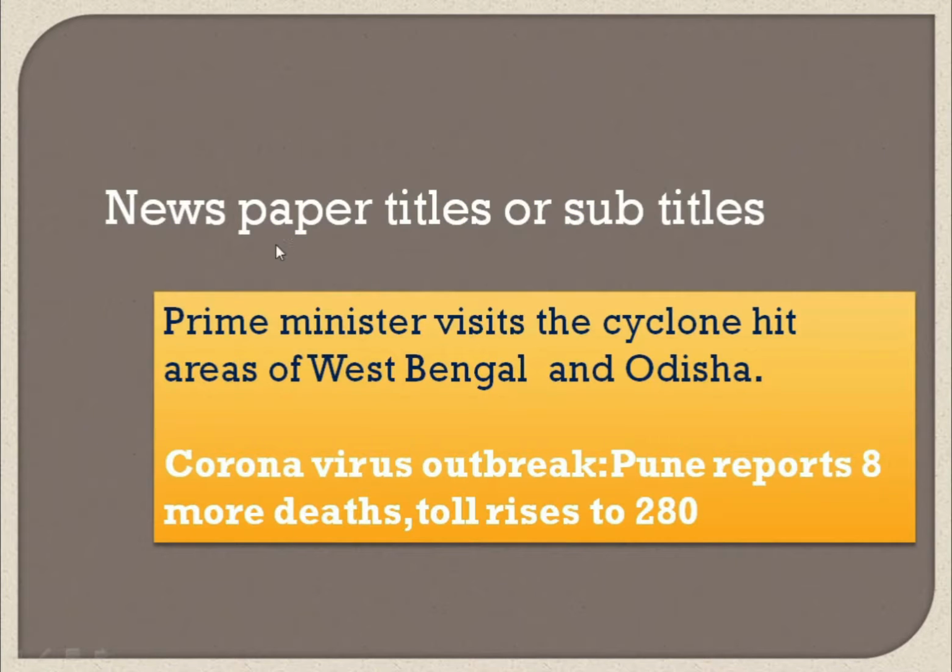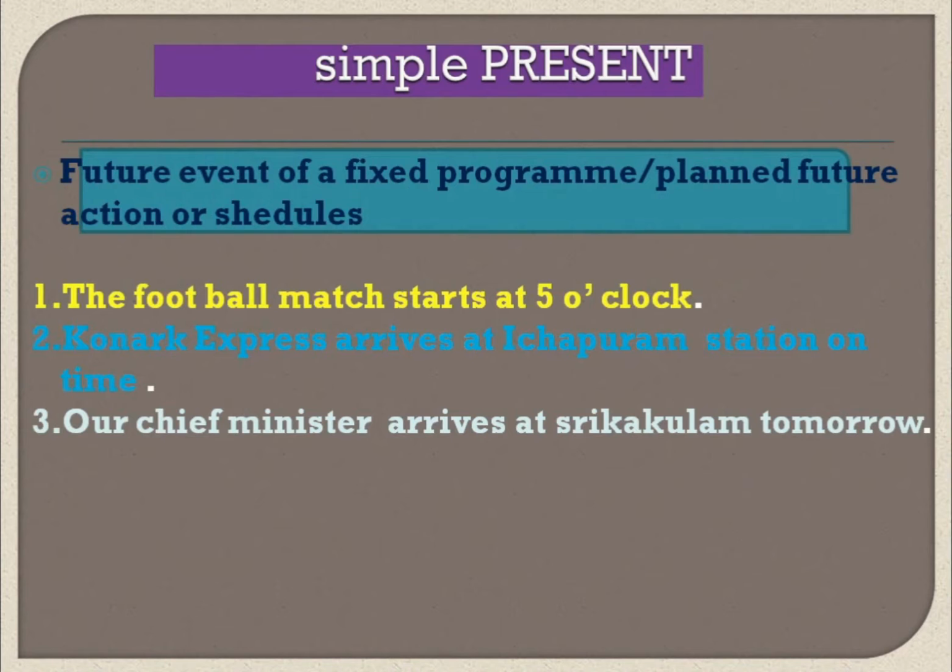Editors or newspaper writers, they use what? The titles and subtitles in simple present. Look at the example. Here are some of the titles of the newspaper. Prime Minister visits the cyclone hit areas of West Bengal and Odisha. So this is a newspaper title. Similarly, coronavirus outbreak: Pune reports 8 more deaths. Toll rises to 280. So these are also newspaper titles. So when you are writing newspaper titles or subtitles, we use simple present.